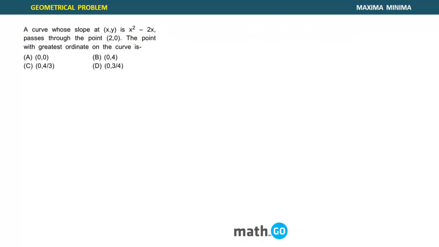Now let's take another problem which is much more relevant towards your entrance examination. It says a curve whose slope is x square minus 2x passes through the point given. Find the point with the greatest ordinate on the curve. So now what is given to you is dy by dx. A curve whose slope at x comma y is this. So slope is nothing but dy by dx. We did it in tangent and normal, right?